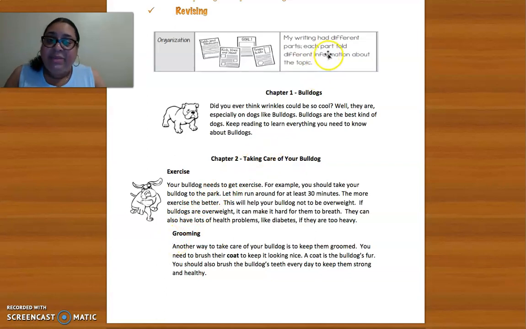So now, do I have different information about the topic? I sure do. This information is how to keep them healthy by exercising. And this information is about what to do to keep them clean and groomed.